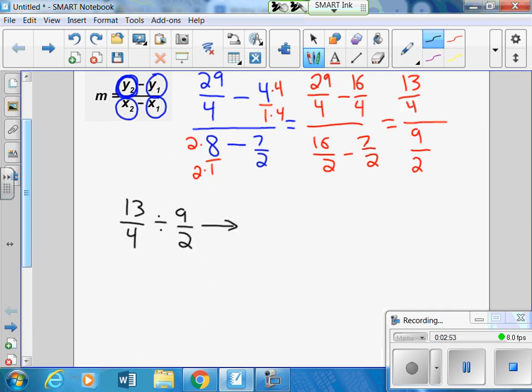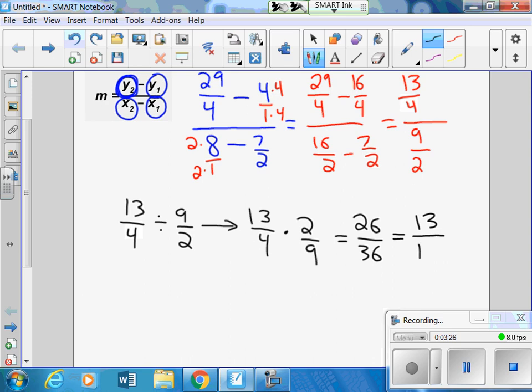But wait, instead of dividing by this fraction, instead I could multiply by the reciprocal. So 13 over 4 times 2 over 9. Now, 13 times 2 is 26. 4 times 9, 36. And now we look at 26 and 36. I believe 2 divides into both of those evenly. So divide by 2 and you get 13. Divide 36 by 2 and you get 18. And that would be your rate of change.